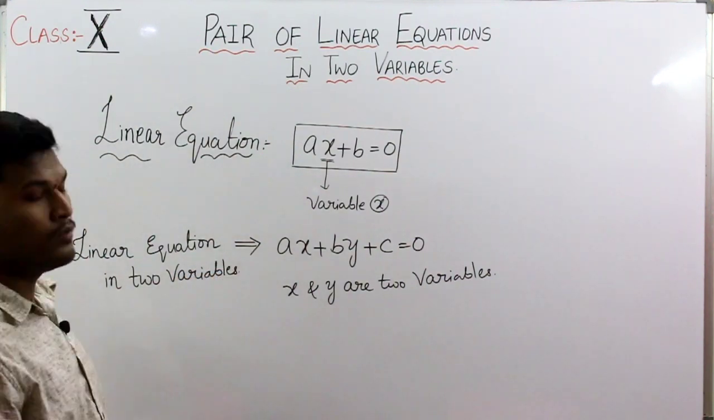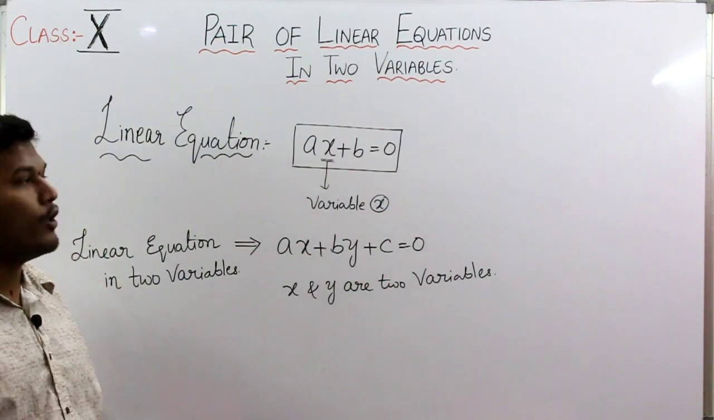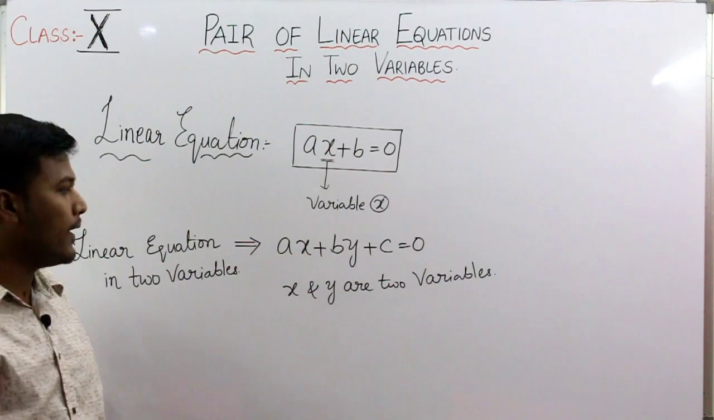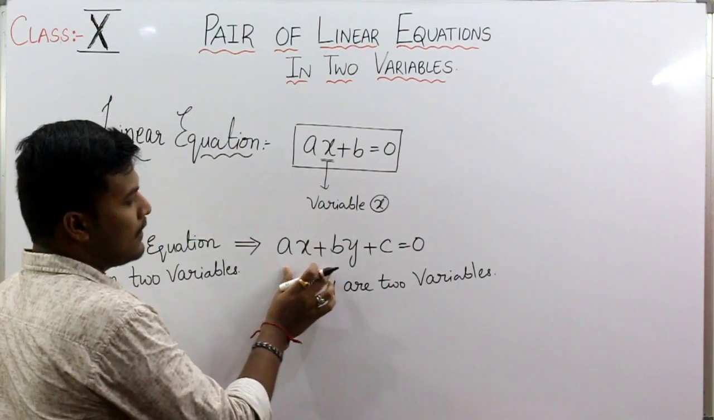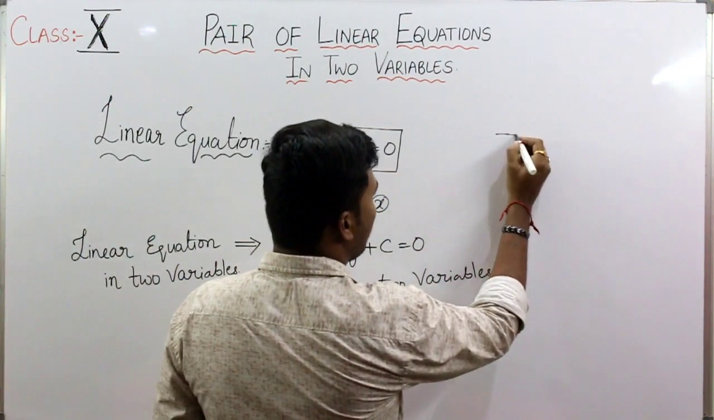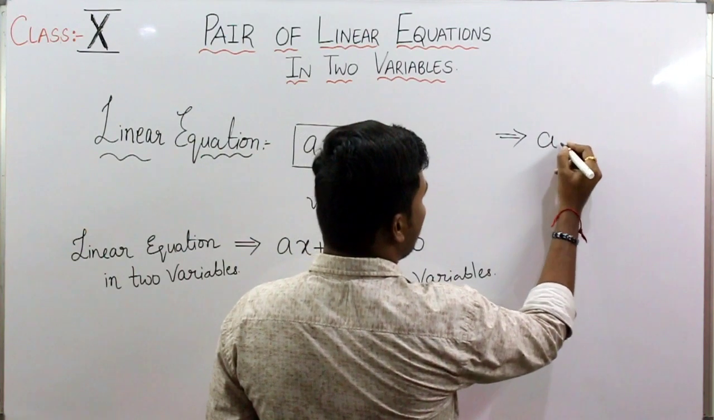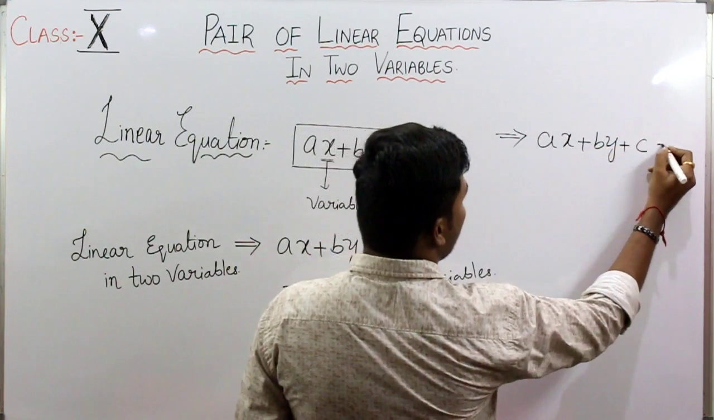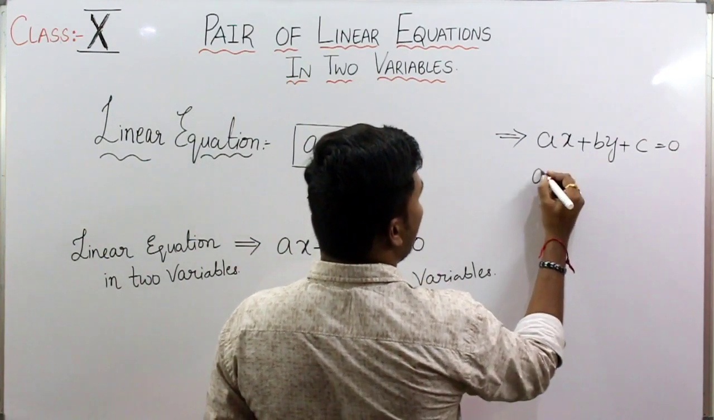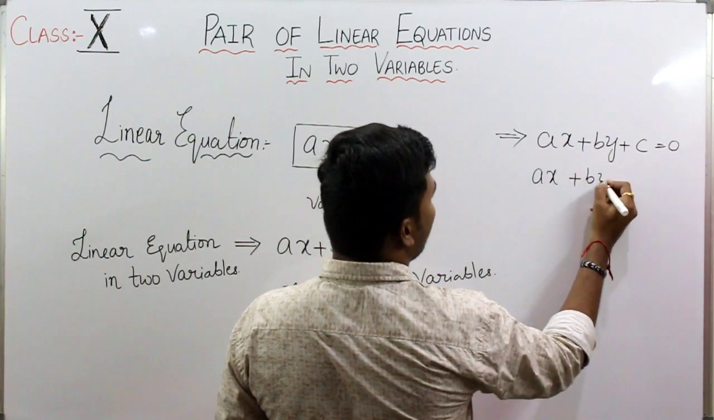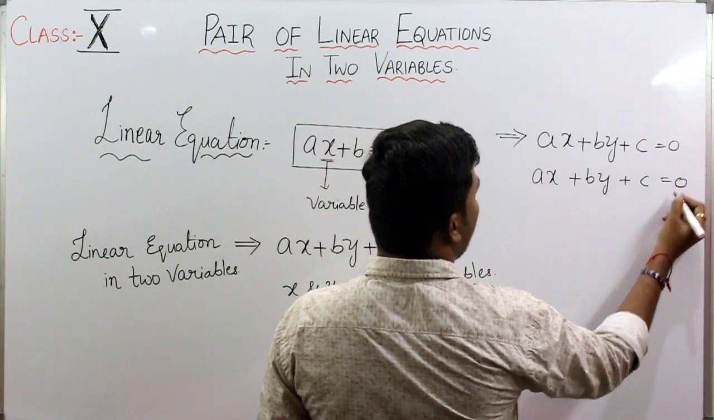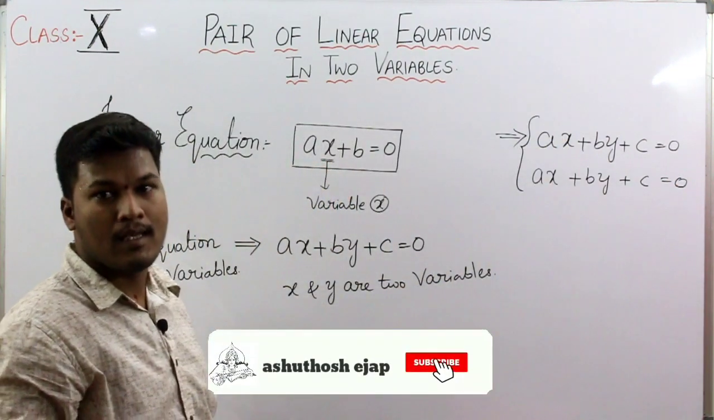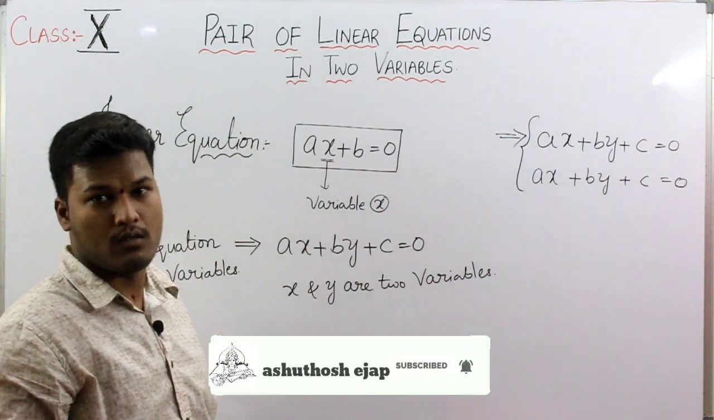Now let us see what we mean by pair of linear equations. If I consider linear equations two times, then we call it a pair of linear equations, that is, ax plus by plus c equals 0 is one equation, and ax plus by plus c equals 0 is another equation. These two together are called a pair of linear equations.